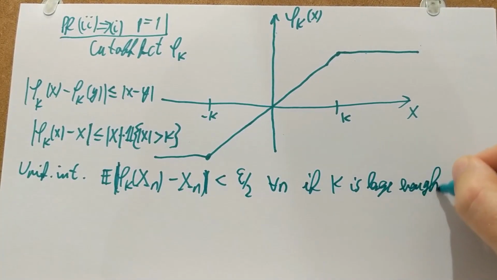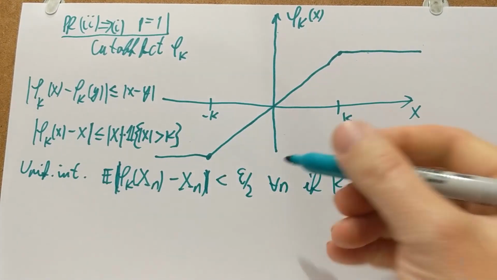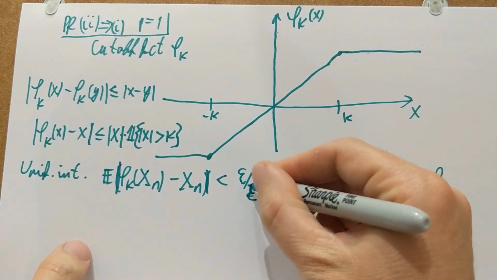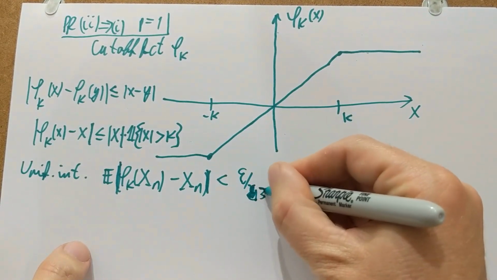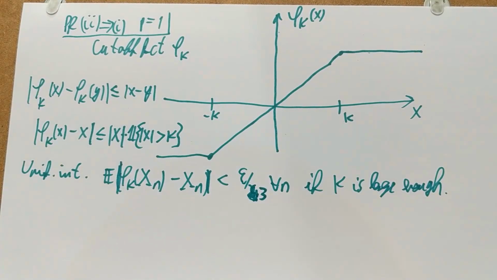Okay, so pick k large enough so that by uniform integrability, the difference between phi k of Xn minus Xn, for all n at the same time, is smaller than epsilon. I want a third here, not an epsilon, epsilon over 3. Okay, right. So that's the first observation.